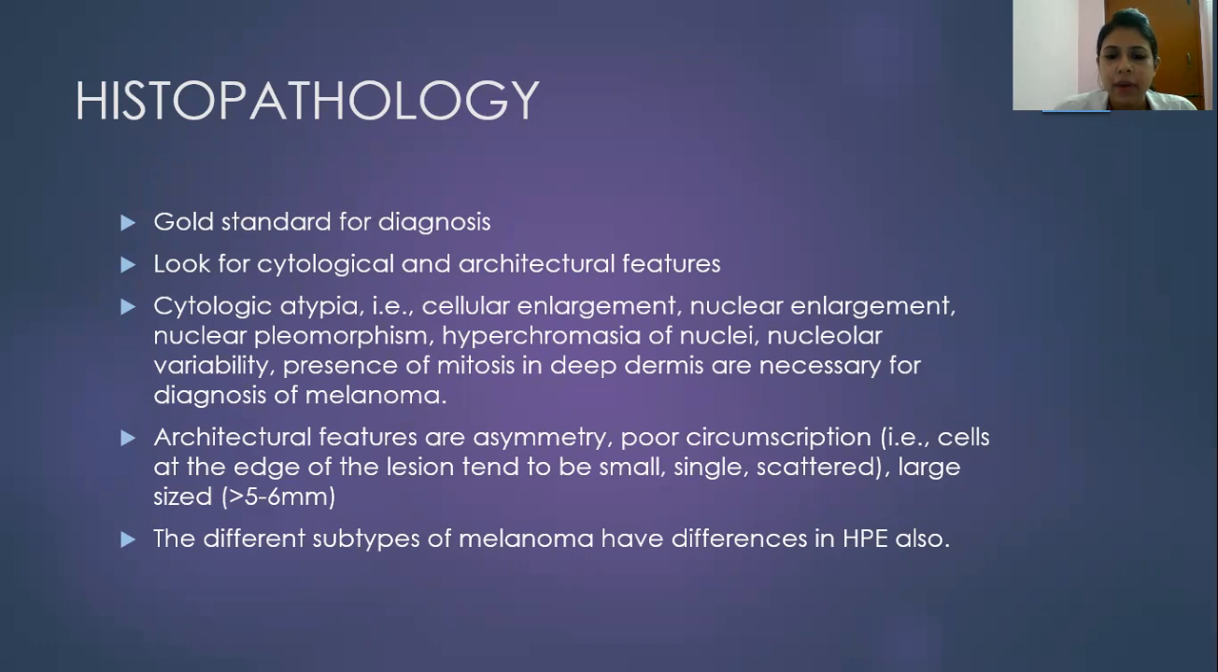The different subtypes of melanoma have different histopathology also. So we have different subtypes of melanoma, we'll come to that now. Different subtypes will have different histopathology features also. This helps us to diagnose it even more easily. Histopath is the gold standard for diagnosis, so we look for cytological atypia and architectural features.